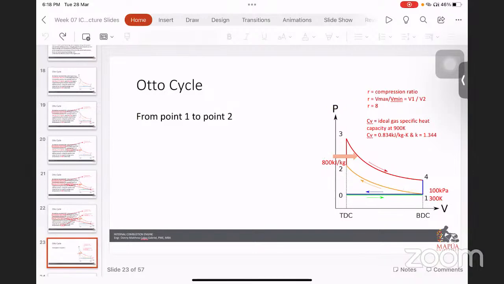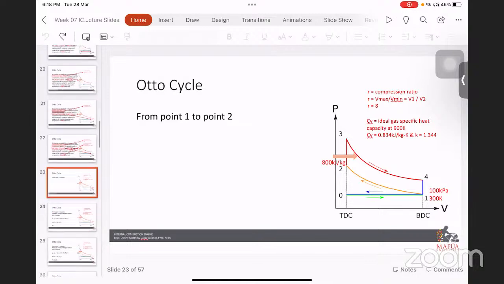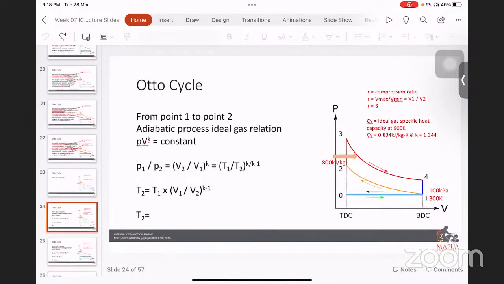So first, from point 1 to point 2. Point 1, meron na tayong pressure, 100 kilopascal. Point 1, meron na tayong temperature at 300 Kelvin. So using yung adiabatic process natin, where P1 over P2 is equal to V2 over V1 raised to K, or using yung temperature variant niya, V2 over V1 raised to K is equal to T1 over T2 raised to K divided by K minus 1. So using this formula, may extract out natin kung ano yung value ng T2.